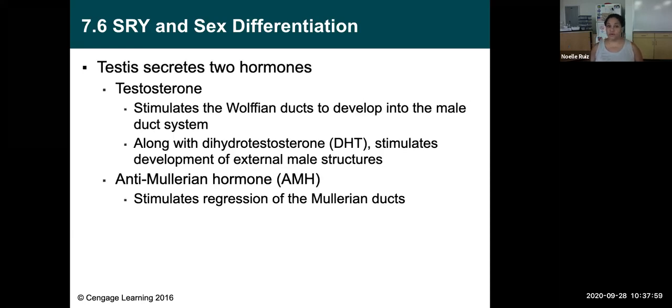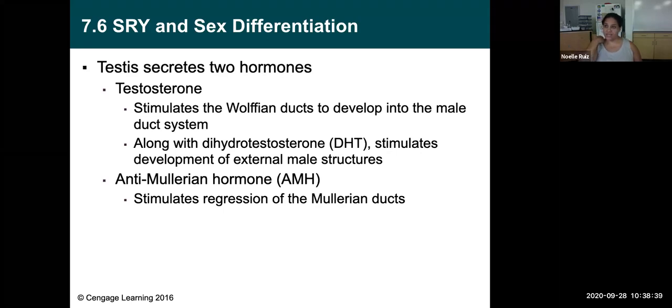The testes secrete 2 hormones. Testosterone is the main one. It stimulates something called the Wolffian ducts to develop into the male duct system, the seminiferous tubules, all of that. Along with dihydrotestosterone, abbreviated DHT. A lot of hormones are always abbreviated because they're really long. Not everybody likes to say them all the time. It stimulates the development of external male structures. And the anti-Mullerian hormone, or AMH, stimulates the regression of Mullerian ducts. The ducts need to go away to be able to function properly as a male.